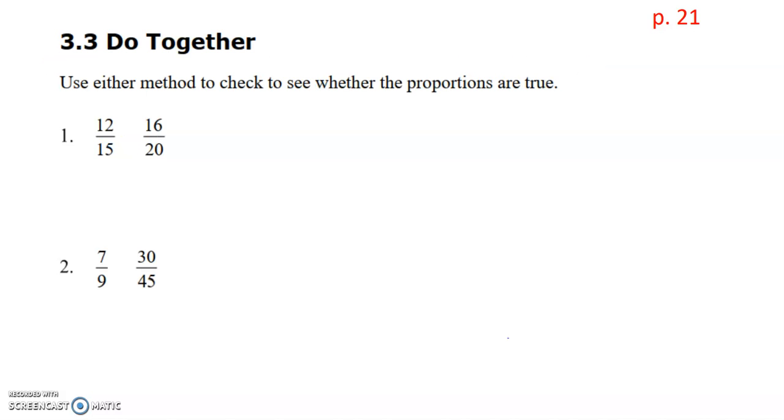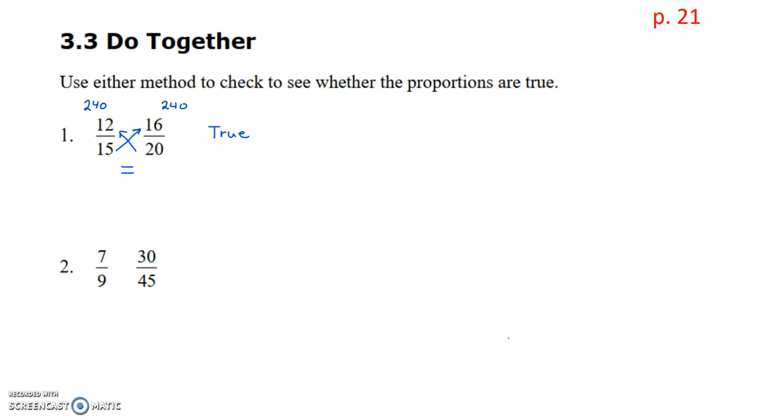For the do together, we're going to use either method to check to see whether the proportion is true or not. I think it's simple now that we have calculators to go ahead and use the cross multiplication method. So when I multiply 20 times 12, I get 240. And 15 times 16 is also 240. So this is a true proportion. We can use an equal sign between these two ratios.